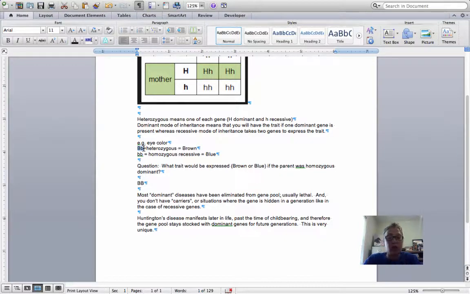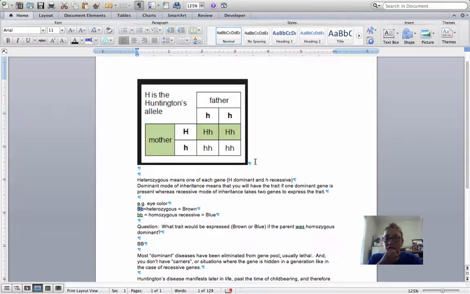So anyway, these are just some basic concepts of genetics, and Huntington's disease is an interesting one to look at because of the dominant mode of inheritance. And I hope this helped clear it up.